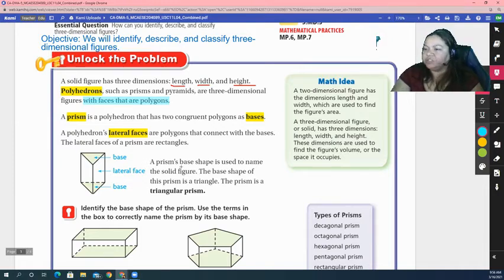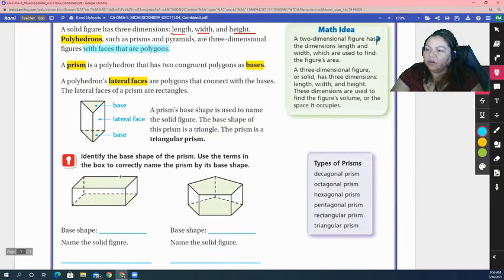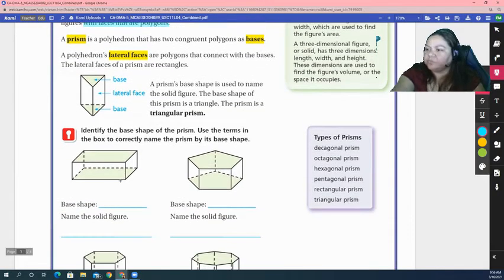A prism's base shape is used to name the solid figure. So we use the base to name this figure. In this case, this is a triangular prism because there's a triangle in the base, and it's a prism because it has two congruent polygons as the bases. Okay, so here we're going to look at these examples. We're going to identify the base shape of the prism, and we're going to use the terms in the box to correctly name the prism.